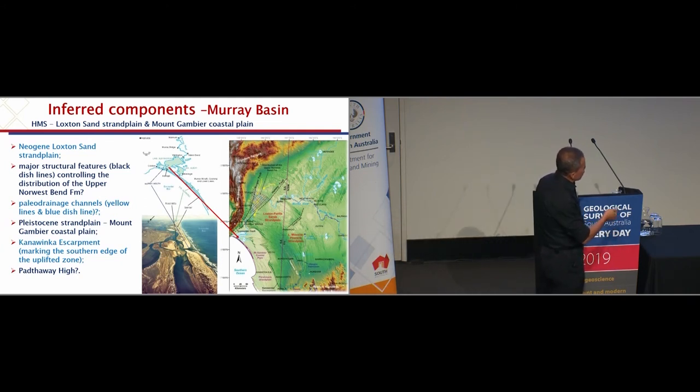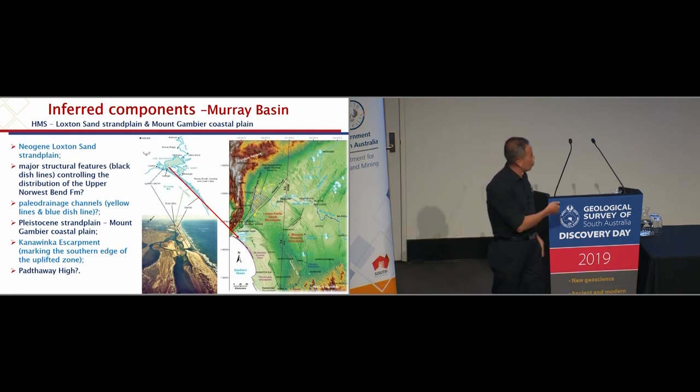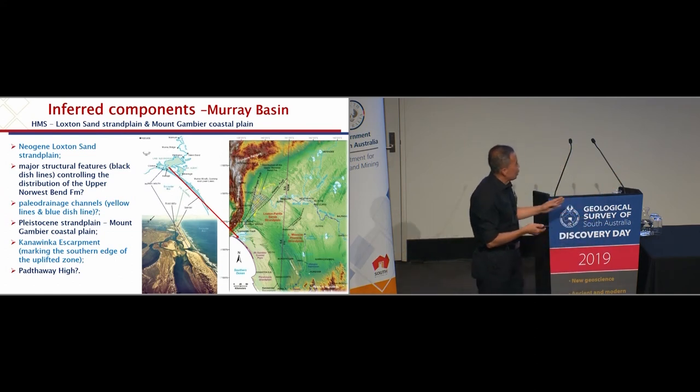Another question is we're thinking about the two coastal plains. One is the Loxton coastal plain, and the younger coastal plain, the Mount Gambier coastal plain. So what is the relationship between them? It looks like when you think about today's Murray River, the Murray Mouth area, maybe their evolution history is very similar to the Pliocene time.